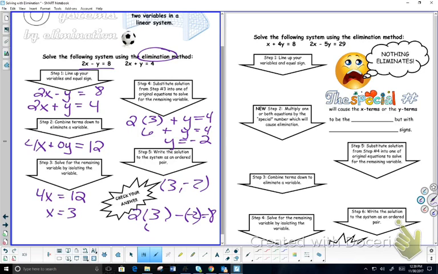6, what's negative 2? Positive 2 equals 8. 6 plus 2? 8. So I got 8 equals 8. True statement? That is our answer. We did awesome.